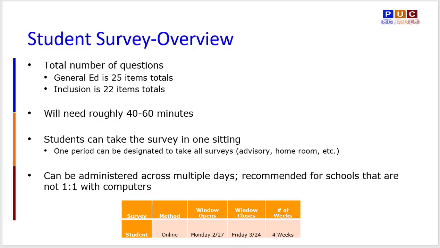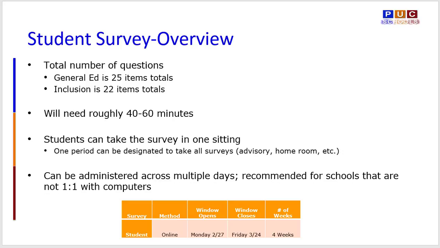This is recommended for schools that are not one-to-one with computers. The student can actually start the survey and finish maybe one or two teachers and then come back at another time and finish the rest of the surveys. Below is also an overview. The window opens Monday 2/27 and closes Friday 3/24. That's roughly four weeks to administer.